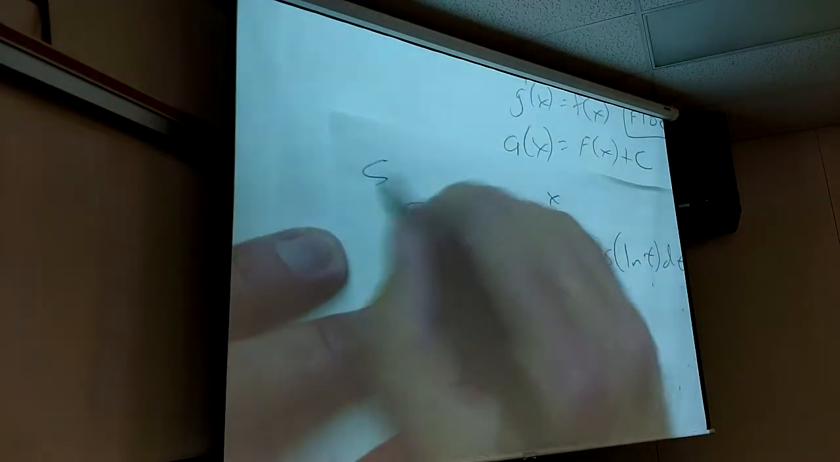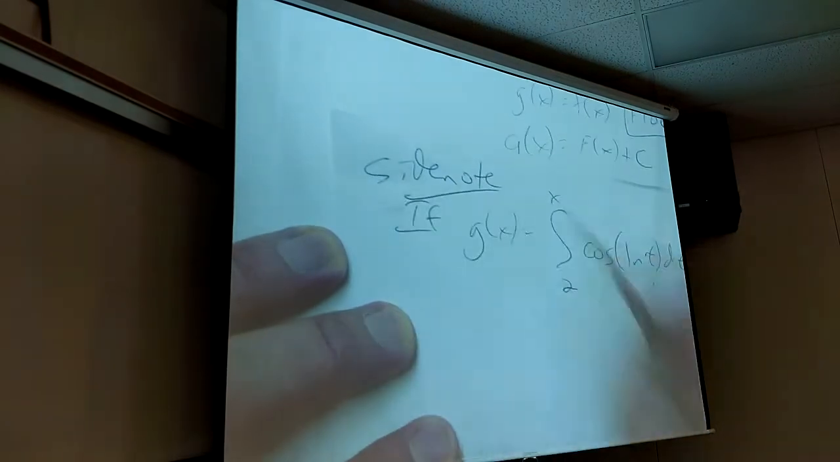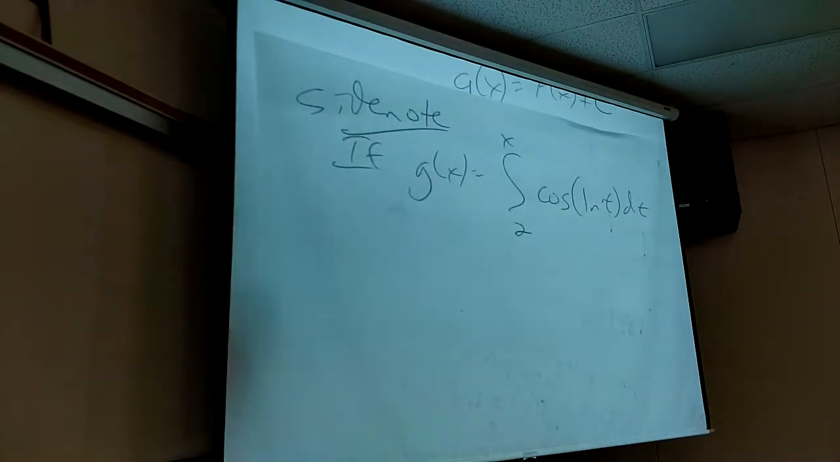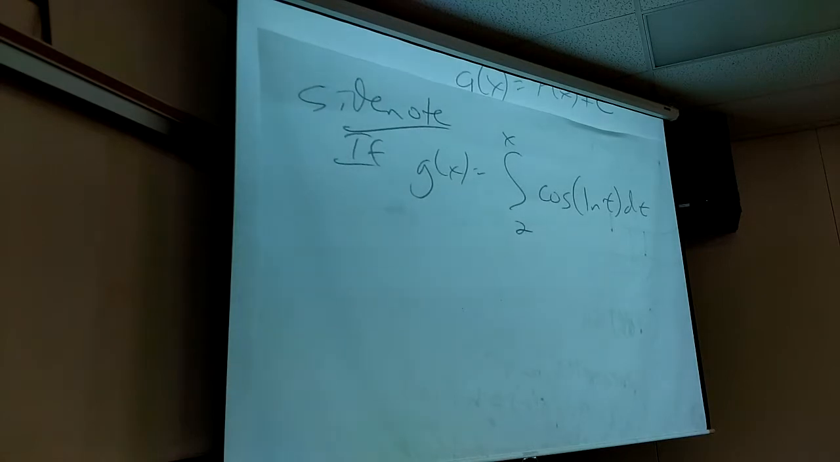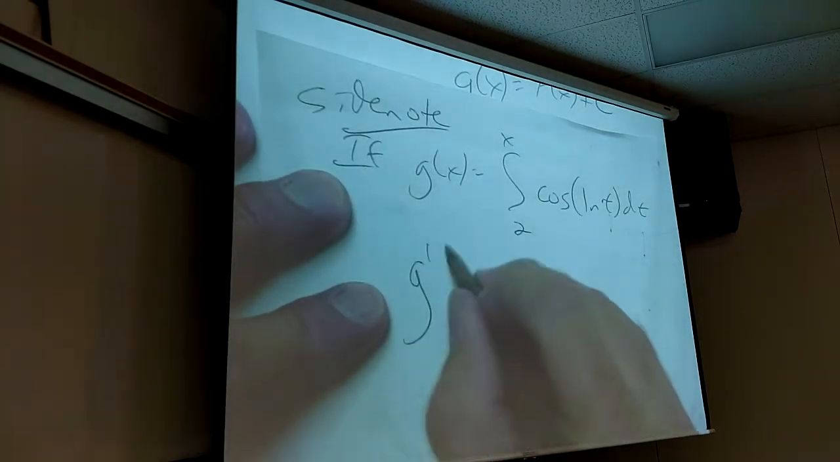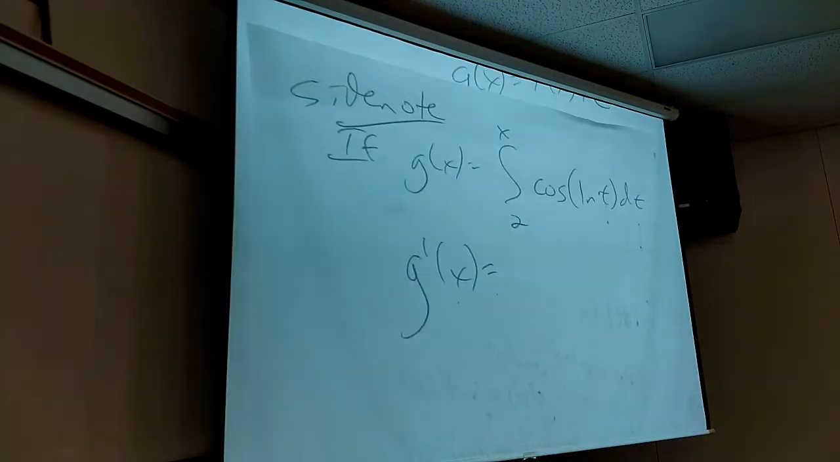So a little side note. Here's what FTC 1 really looks like in action. What is g prime of x going to be? So here's where people go a little insane. I want you to really realize, now we're about to make this connection, but now it really makes sense why this is related to the antiderivative.